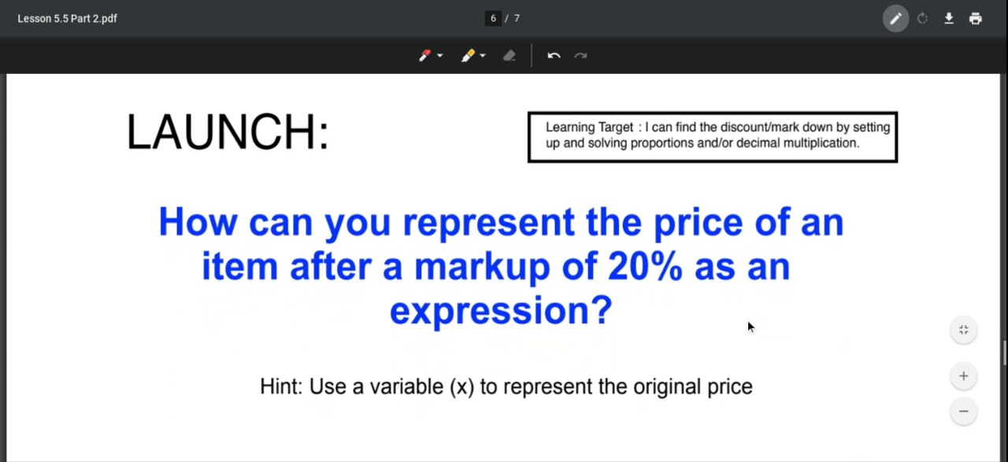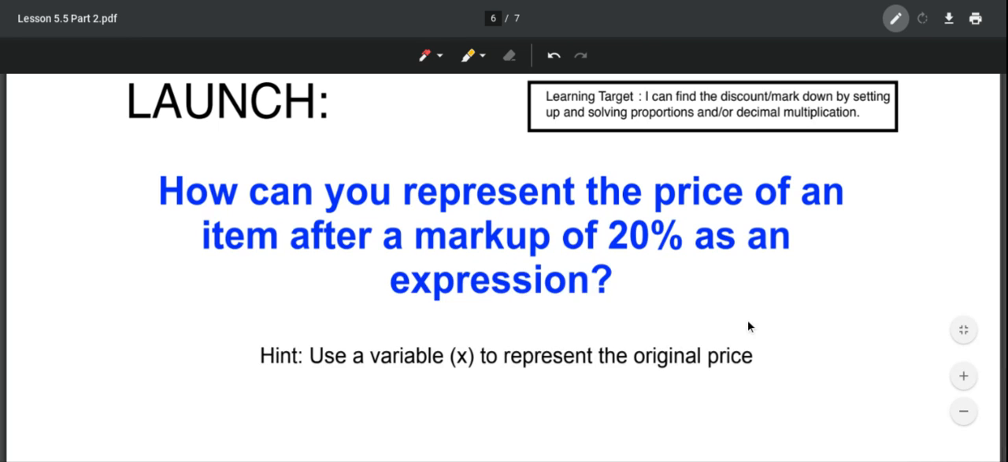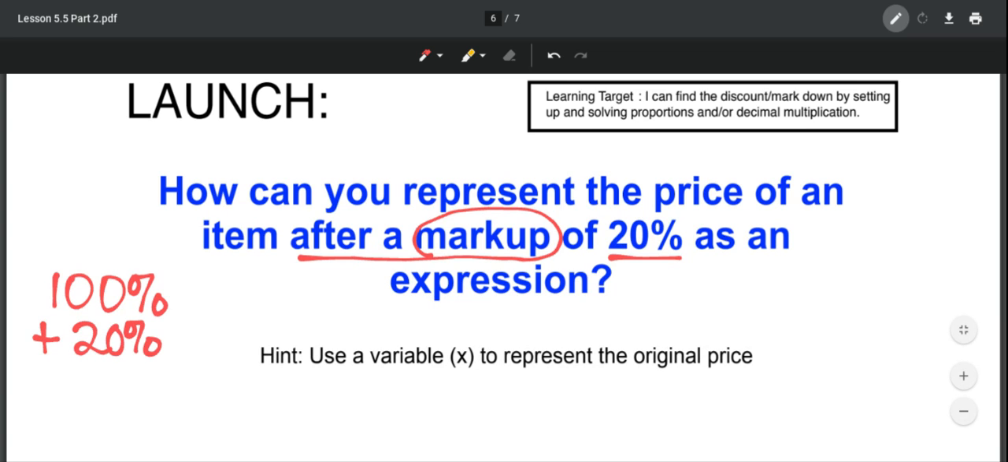So, how can we represent the price of an item after a markup of 20%? Well, remember that a markup is an additional amount being added on to the original price. So, if the original price is represented by 100%, and we are adding an additional 20% of that item, then we have 120%. That's how much a person would pay.